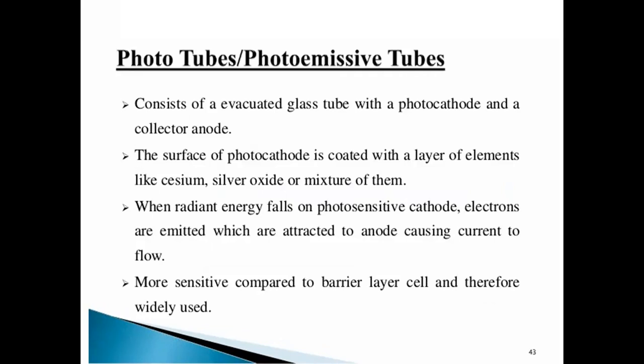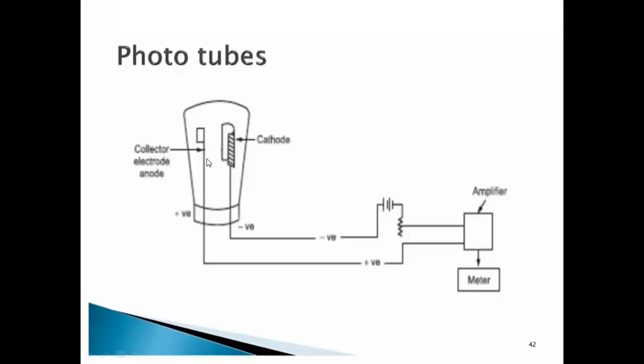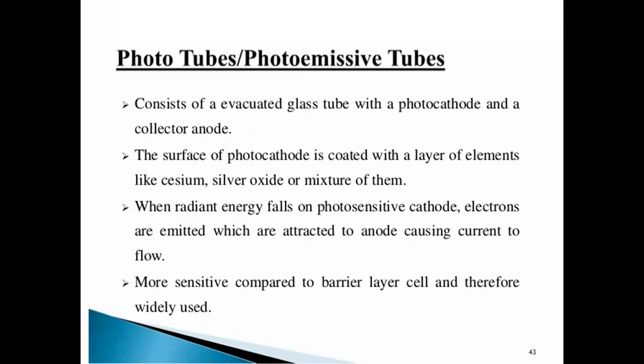Now the surface of this photocathode is coated with a layer of elements like cesium, silver oxide or a mixture. See this one. The photocathode, or this cathode plate, is coated with some photosensitive material like cesium or silver oxide or a mixture of them. So when the radiant energy falls on this photosensitive material, the cathode, electrons are emitted which are attracted to the anode, causing the current flow.